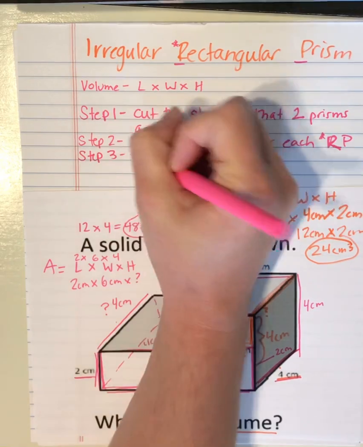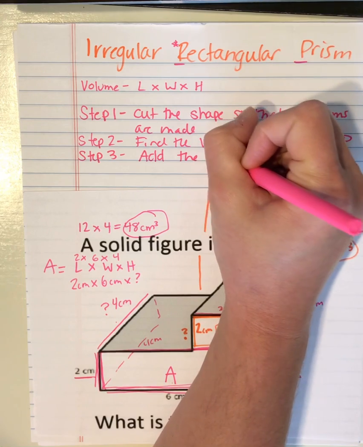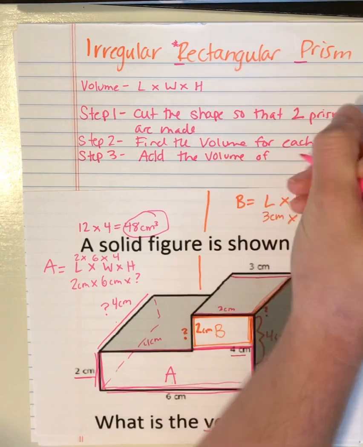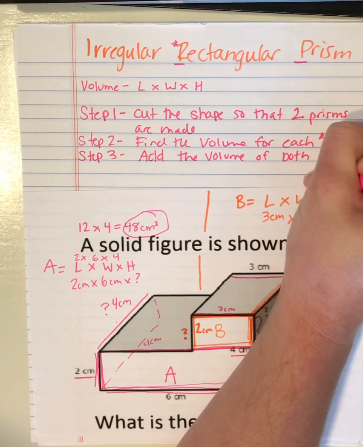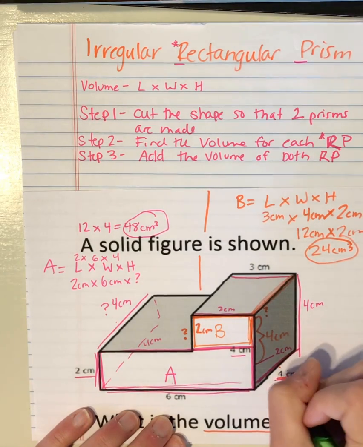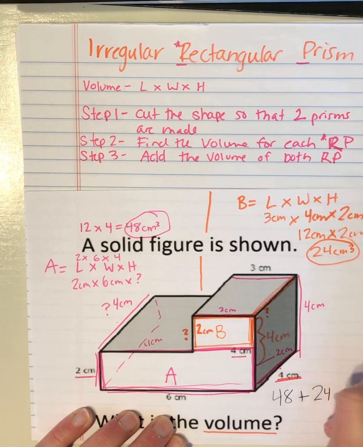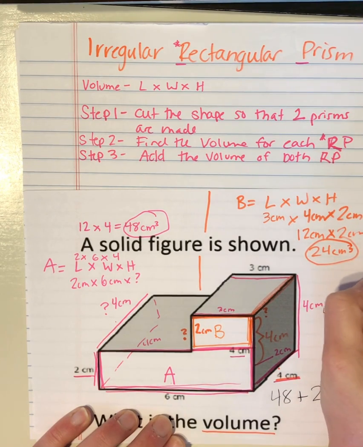And step 3 is to add the volume of both rectangular prisms. So I'm going to take the volume of A, which is 48, plus the volume of B, which is 24. And I'm going to do some math over on the side.